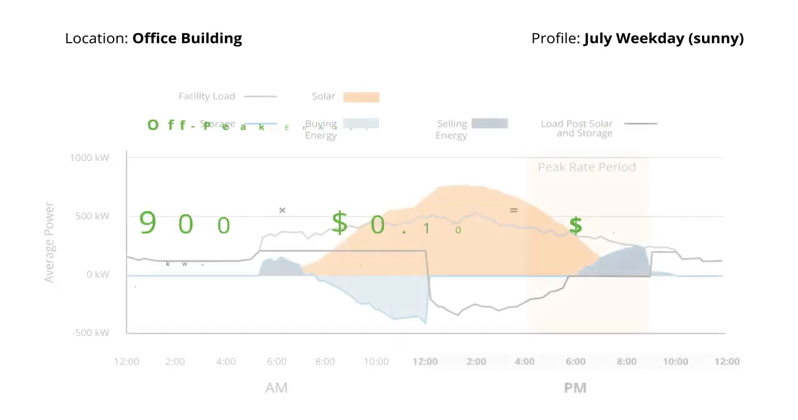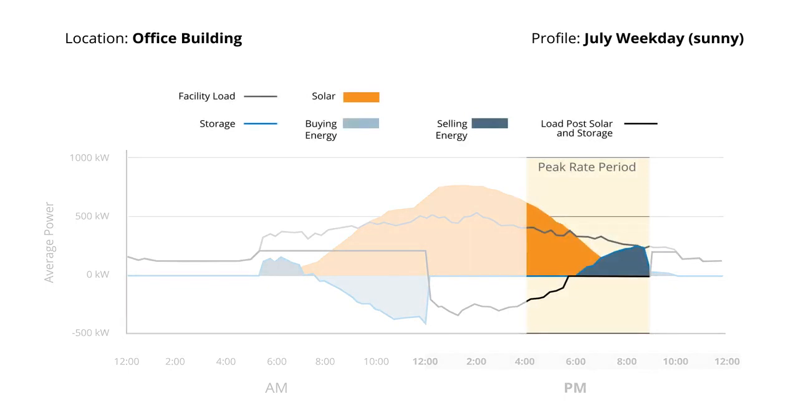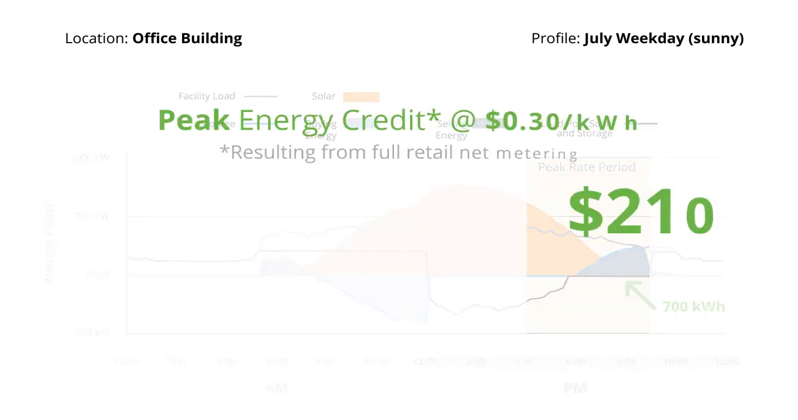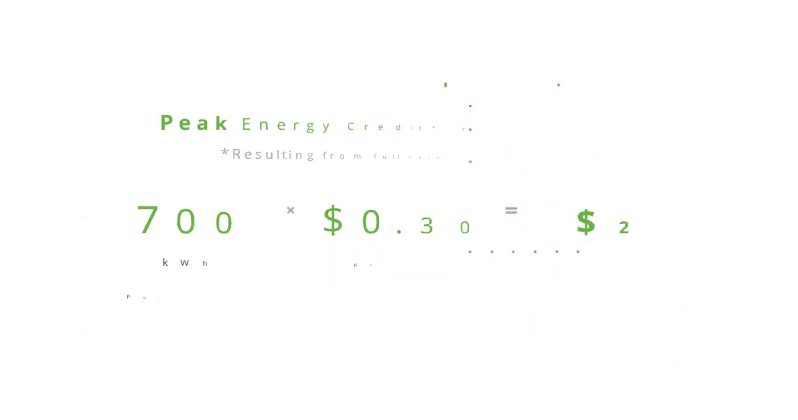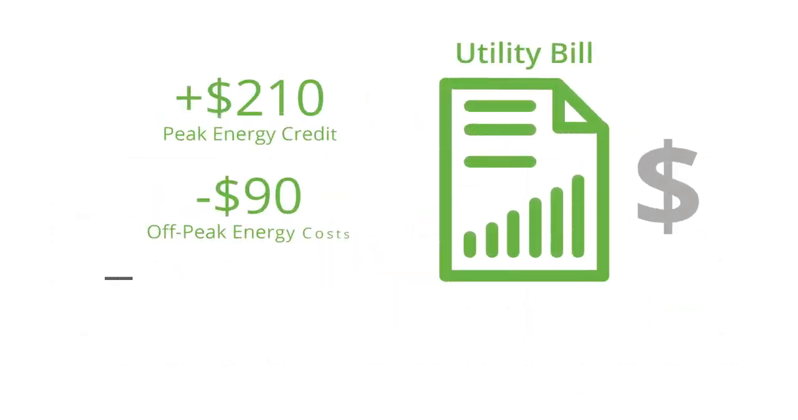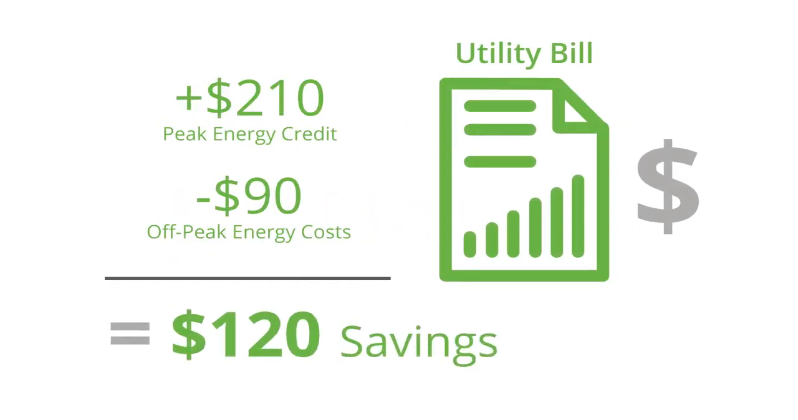There's a different story to tell during the more expensive peak rate period. SunVault DX storage doesn't charge or buy any energy during this time of use. Instead, it only discharges or sells it, 700 kilowatt hours to be exact, which calculates to $210, or 700 times the peak period rate of 30 cents per kilowatt hour. By subtracting what the customer pays for energy during off-peak hours from the energy credit they receive from discharging during peak hours, the total savings is $120 on this typical summer day.